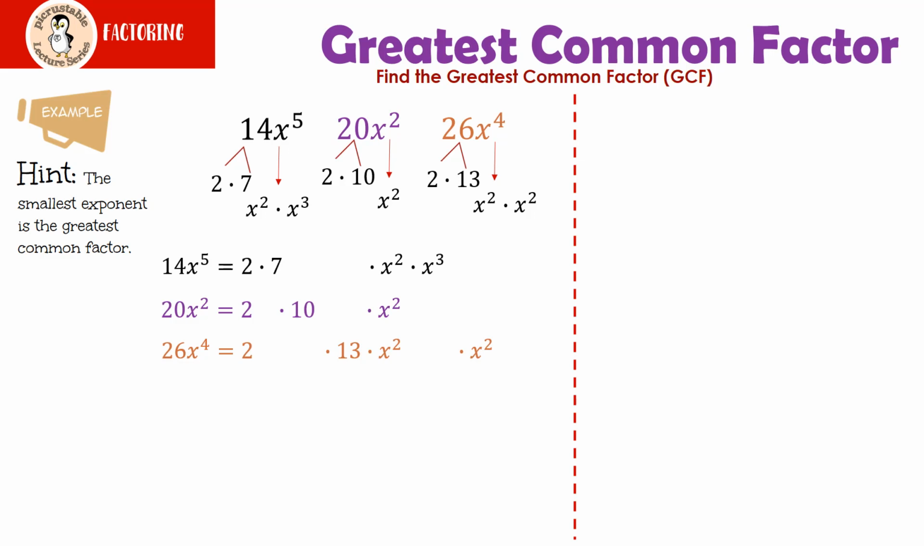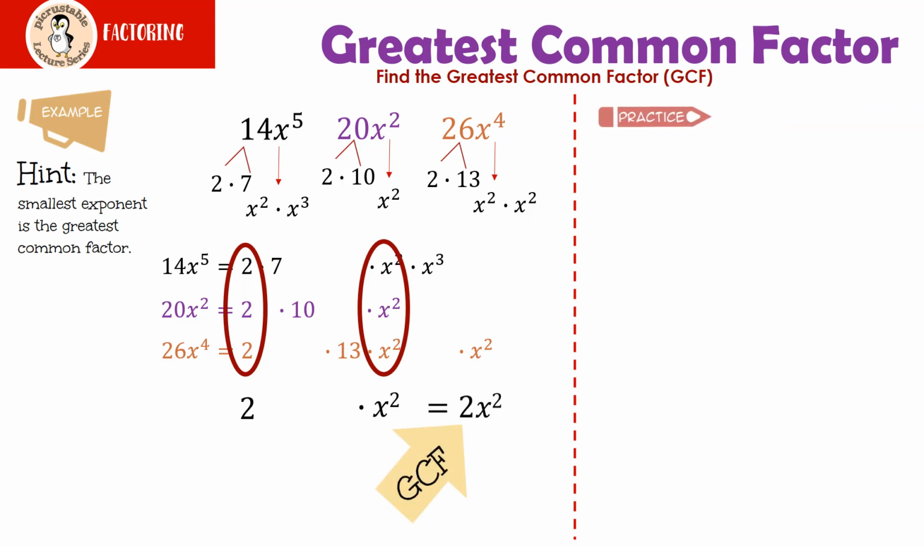Now we're going to circle the common factors. There we are, and there we are. So guess what? When we multiply them together, we get 2x squared, which is our greatest common factor. Cool. Now you get to practice. Find the greatest common factor with these three. So you're going to pause, find it, then press play to check.